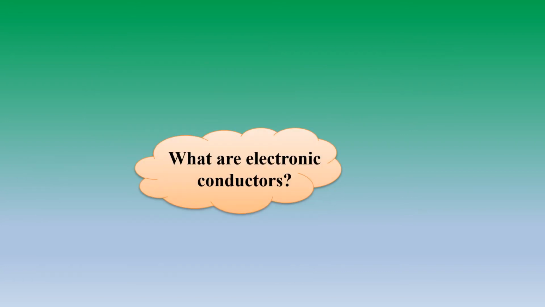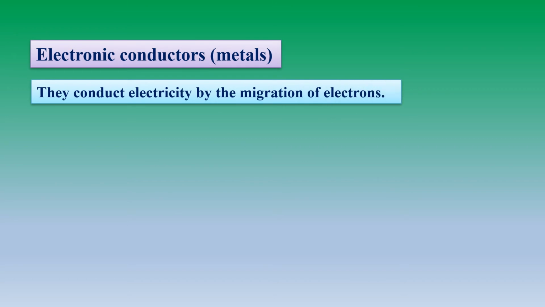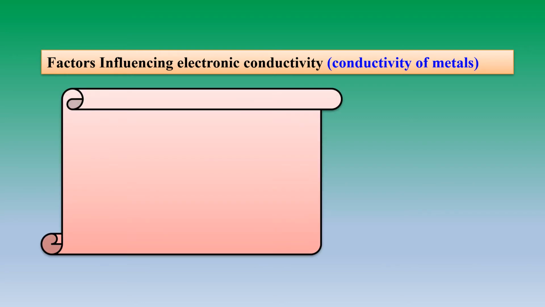What are electronic conductors? The electronic conductors are also called metals. In electronic conductors, electrons are responsible for the conduction. Therefore, metals are called electronic conductors. Factors influencing electronic conductivity, that is, conductivity of metals.